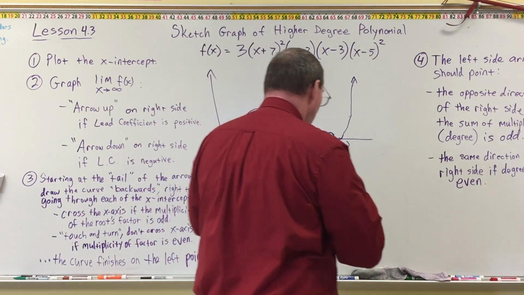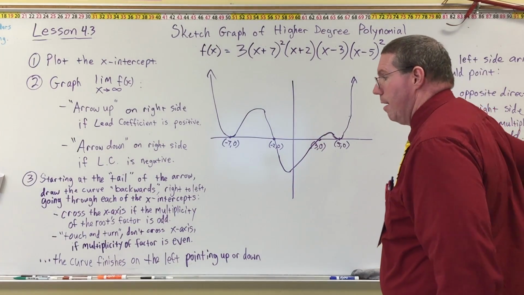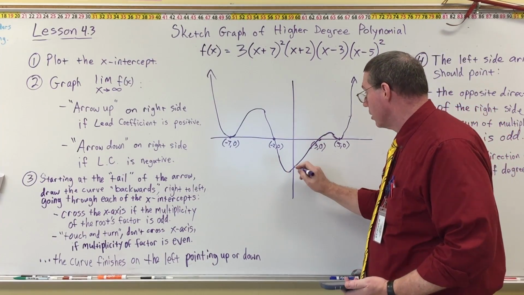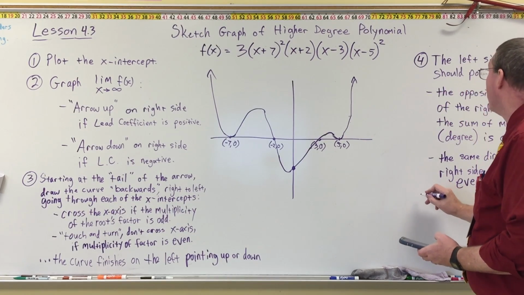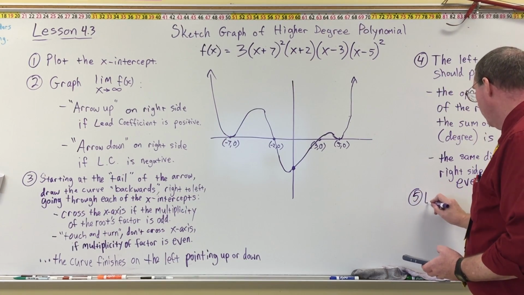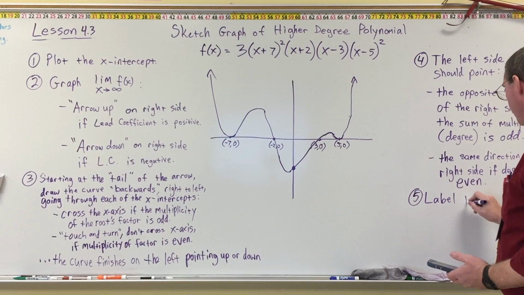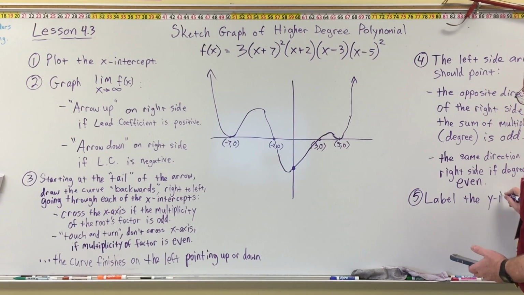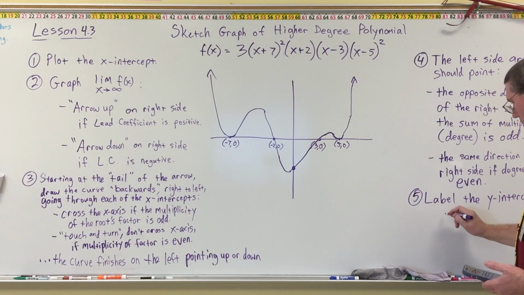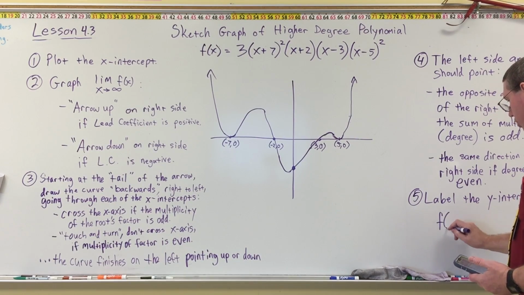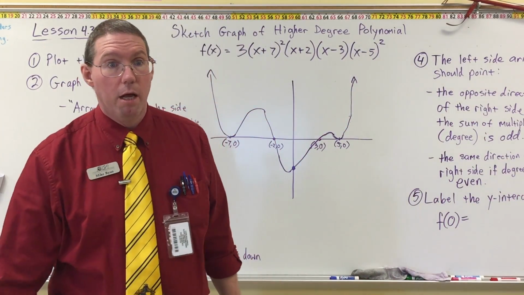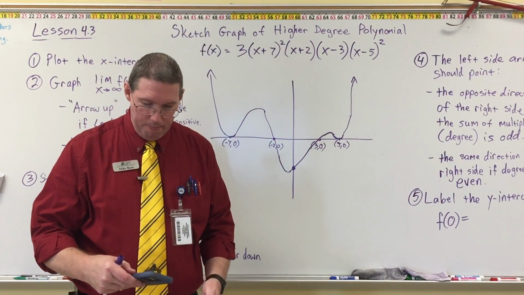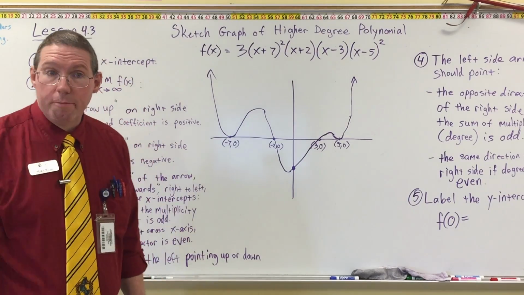All right, last thing. Now, last thing we want to do is identify the y-intercept, which is right here. We want to label the y-intercept. Remember, to find the y-intercept, we just do f of 0. We just plug 0 in for x. That's it. Plug 0 in for x and get a number. So let's do that. You may need a calculator.